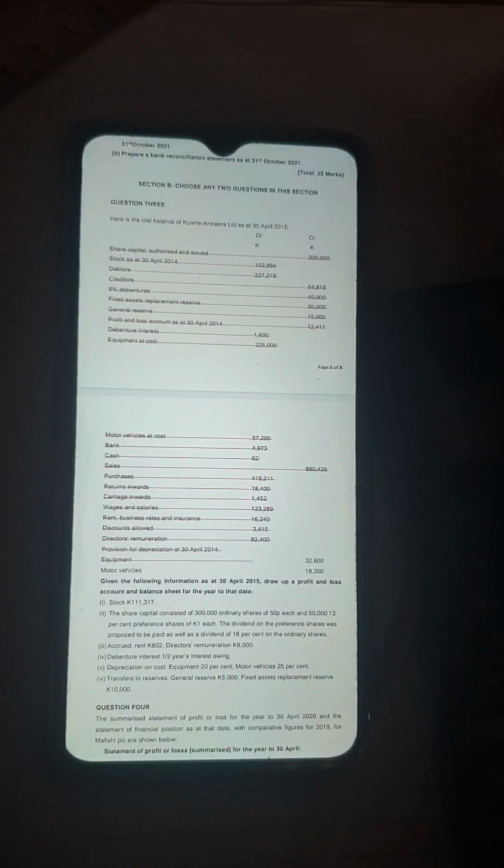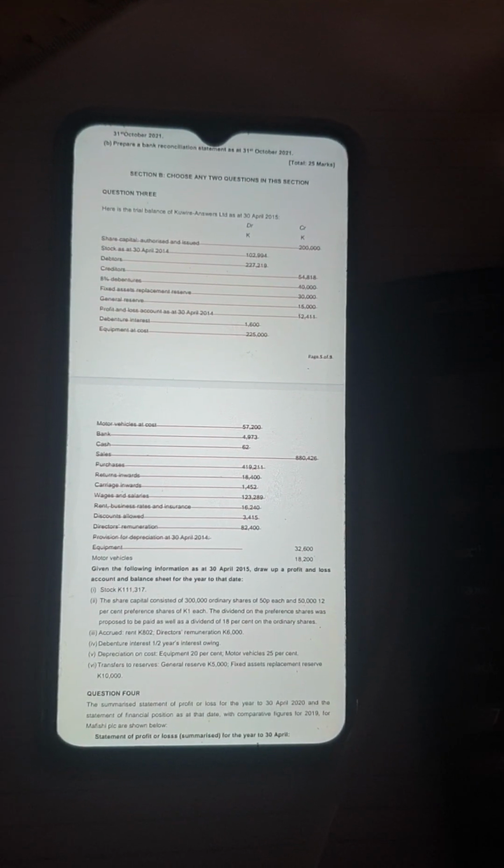So first things first, the question is asking us to prepare the income statement. I've already prepared the statement of profit and loss, which is the lines I've drawn here, as well as the balance sheet, with the lines drawn on the other side. So let's start. Since we're preparing the income statement, we start with our sales figure, and according to our question, our sales are 880,426.